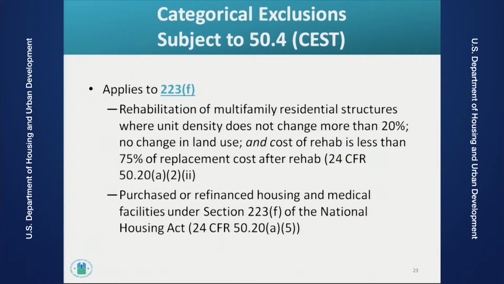Again, our regulations at 50.20 define a number of activities that fall into this category, but there are only two that we really have to worry about for this training. There's minor rehabilitation, which our regulations define as rehabilitation of multifamily residential structures where the unit density does not change by more than 20%, there is no change in land use, and the cost of rehab is less than 75% of the replacement cost after rehab.